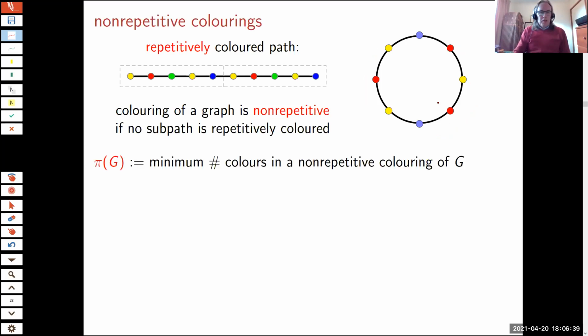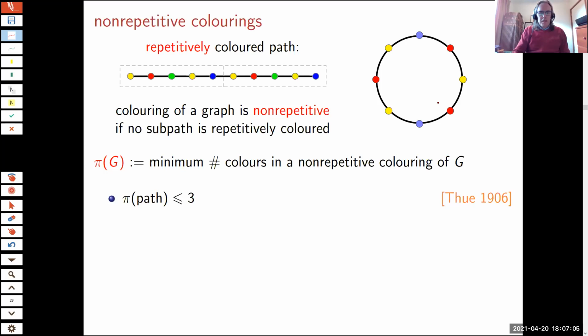And so we denote by pi of G the minimum number of colors in a non-repetitive coloring of a graph G. So the famous theorem in this area is well over 100 years old by Thue, and he proved that paths are non-repetitively 3-colorable. And that's actually a completely non-trivial theorem, because you have to consider every subpath of this enormously long path.